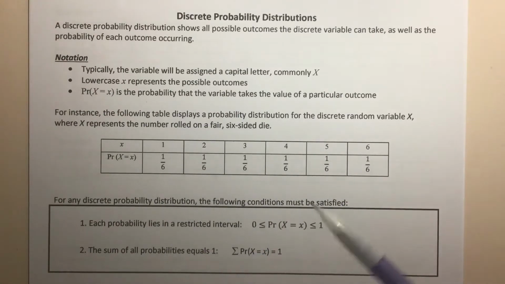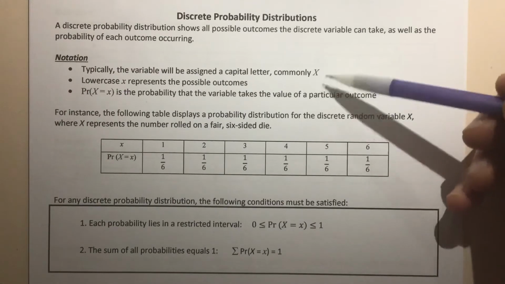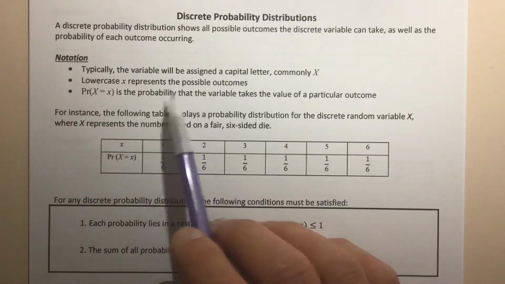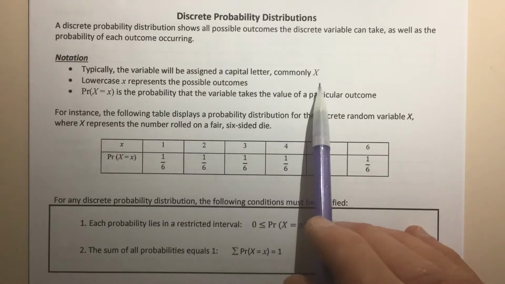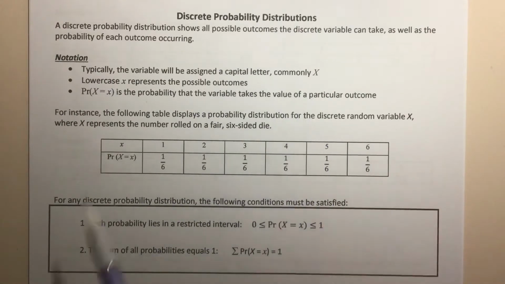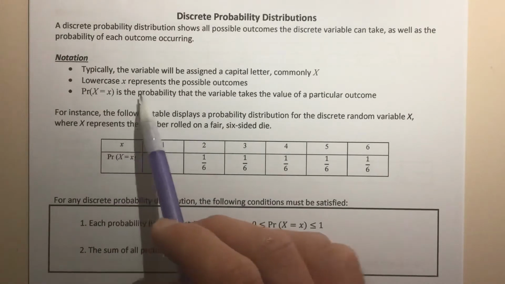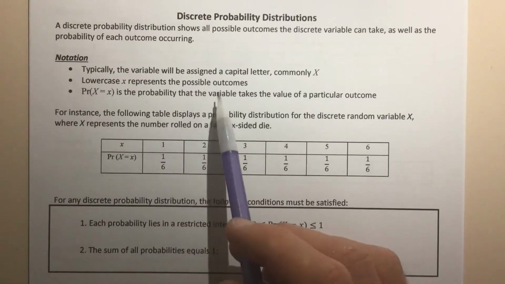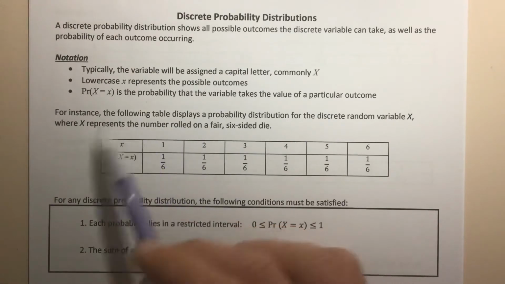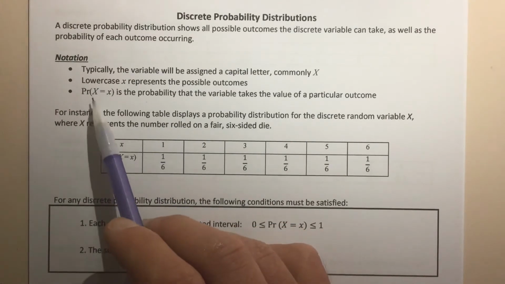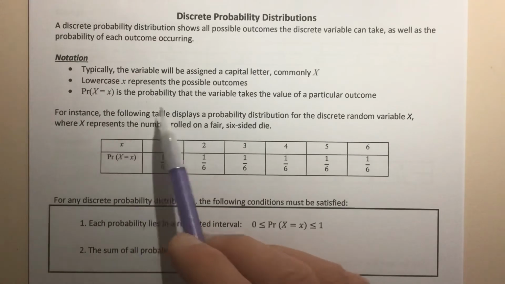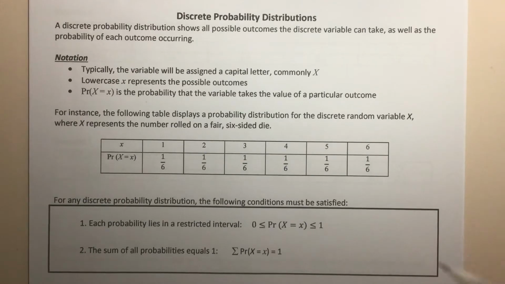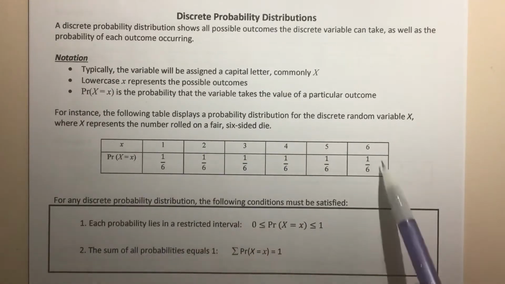of those outcomes occurring. So just in terms of notation, because you'll see some confusing looking notation in this section, typically the variable will be assigned a capital letter, which is commonly X. It doesn't have to be, but most commonly you'll see capital X. Lowercase x represents the possible outcomes, right? So not the overall variable, but the possible outcomes that variable can have. And the probability that capital X equals lowercase x is the probability that the variable takes the value of a particular outcome.